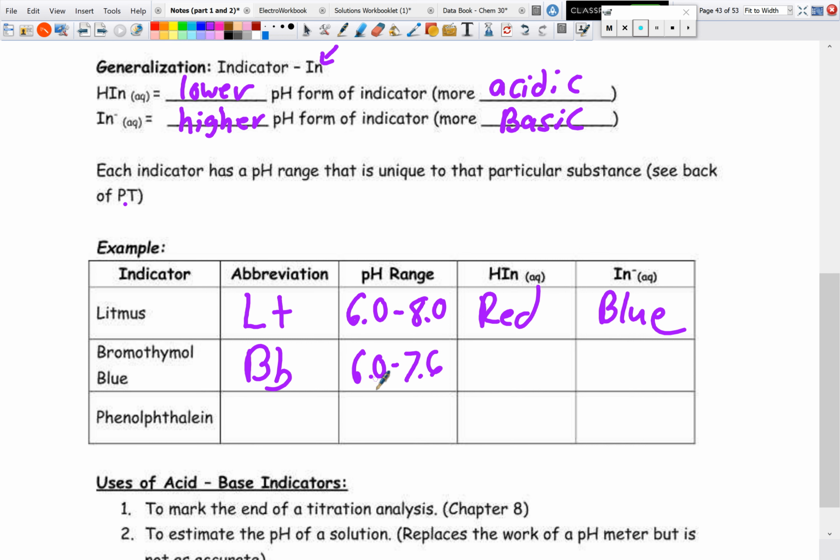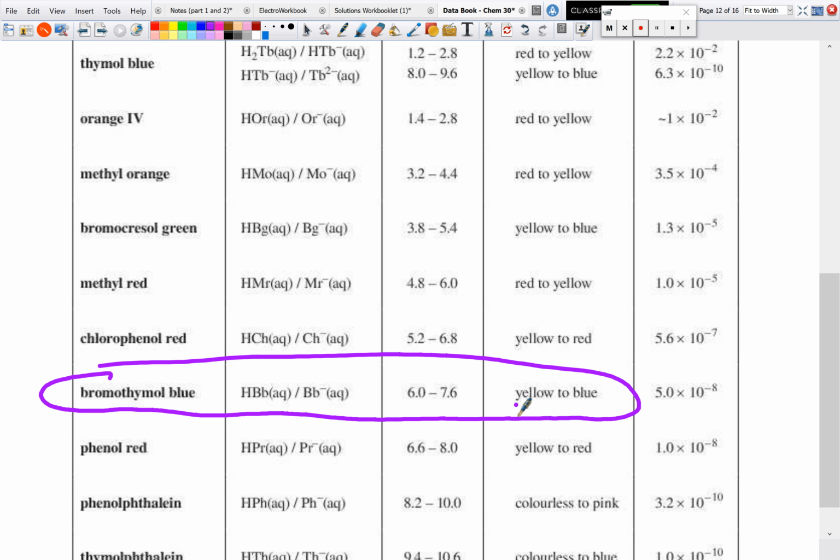So that means any pH below 6.0 is in the acidic range. Now for bromothymol blue, that is this one right here. So this and this match together. And just like that, the 7.6 and the blue are going to match together as well. So that means anything below 6.0 is going to be yellow. Anything above 7.6 is going to be blue. If it's in between, there's going to be no color change.